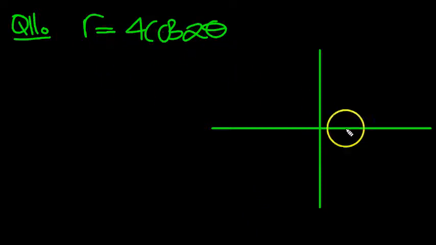r equals 4 cos 2 theta. Let's have a go at this one then. So let's go round from naught. When theta is naught, cos naught is 1, so we'll get the value 4. So we'll put it in here as 4.